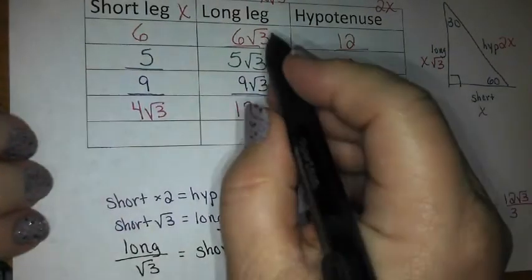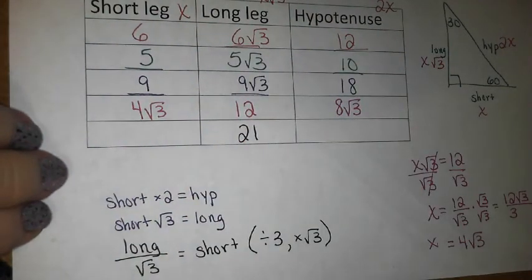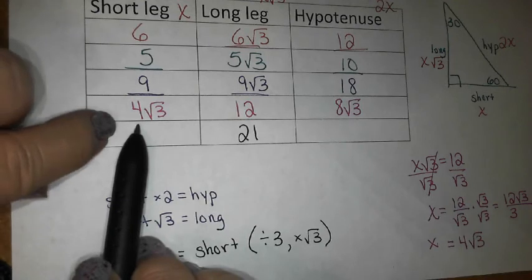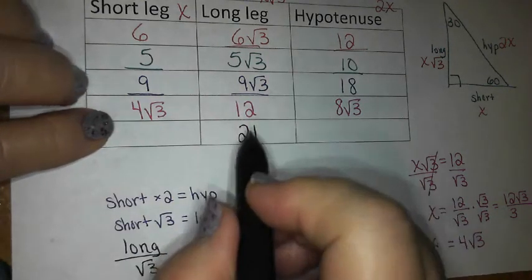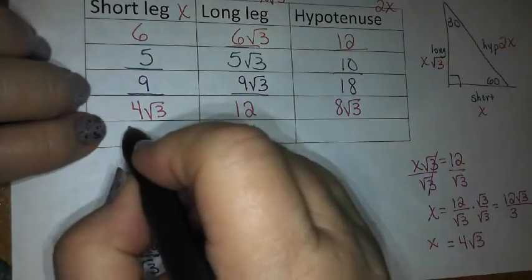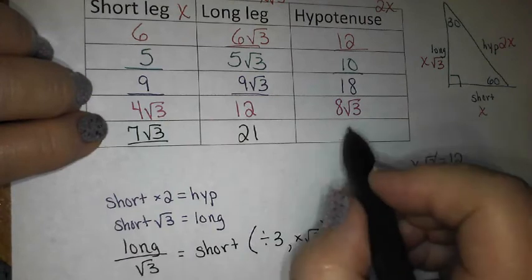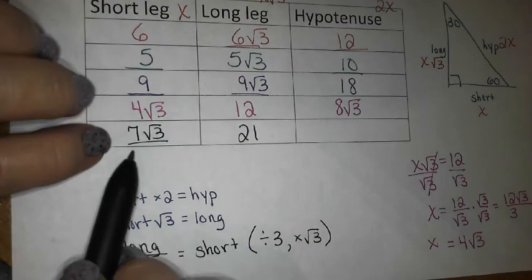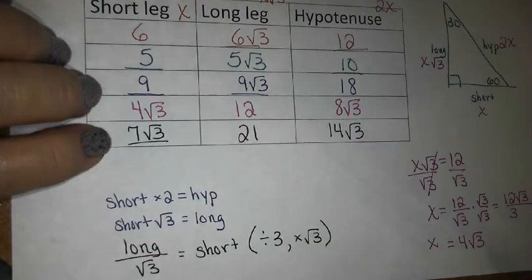All right, what if the long leg was 21? Remember what we did in the previous question. Divide by 3, multiply by root 3. If the long leg is 21, my short leg was 7 root 3, and my hypotenuse is twice as much as my short leg, is 14 root 3.